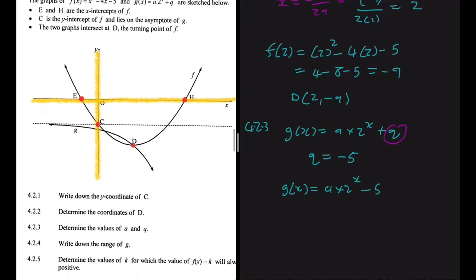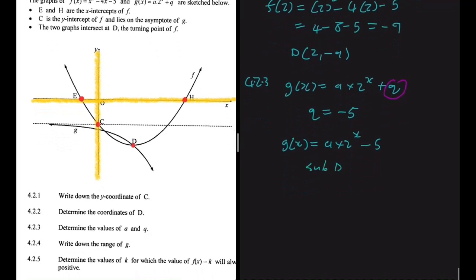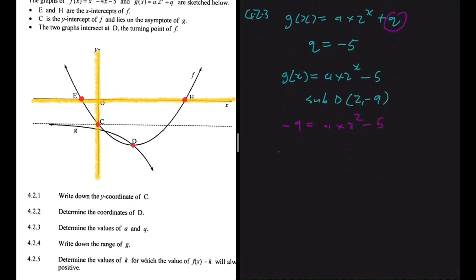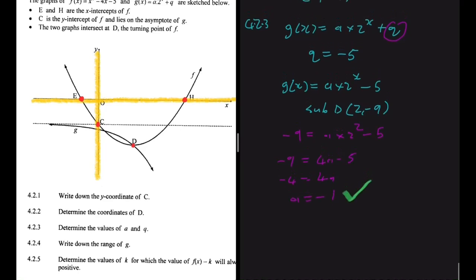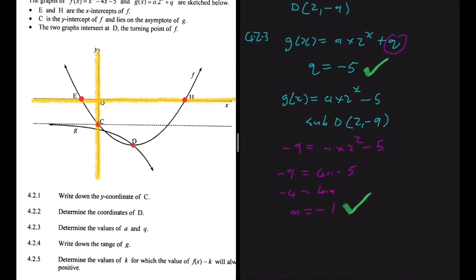So now what we can do here, we can substitute the coordinate D so that we can find a, right? D has coordinates 2 and minus 9, because D lies on f of x and g of x, so we can substitute it in that equation. So if we substitute it, we shall get minus 9 is equal to a multiplied by 2 to the 2 minus 5, right? So minus 9 equals 4a minus 5, right? So minus 4 is equal to 4a. So a is equal to minus 1, right? So we have determined the value of a, and we have determined the value of q, right?